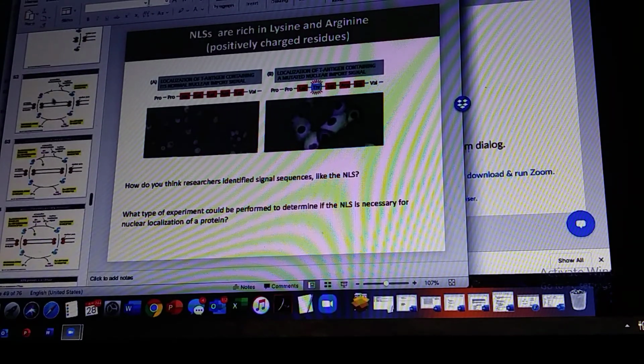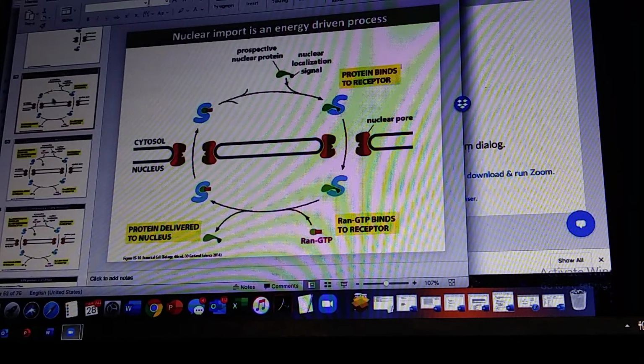And then, of course, that's the general pathway of nuclear transport, which is confusing. But knowing the general process, obviously, you won't have to draw it because it's multiple choice. But the idea is that there is a nuclear protein with an NLS that has to bind to a receptor. And then once it binds to the receptor, that gets transported into the nucleus.